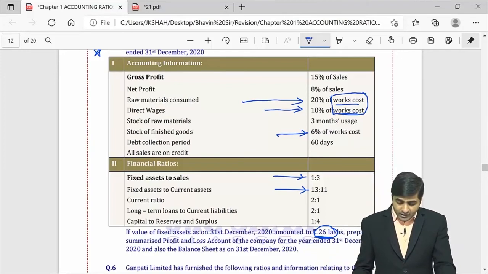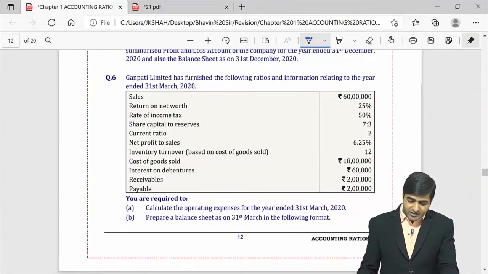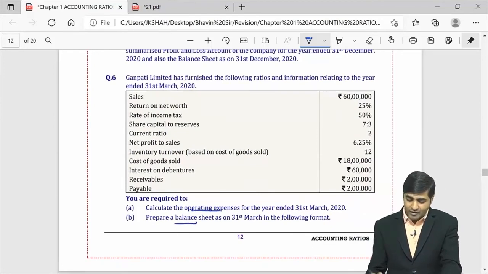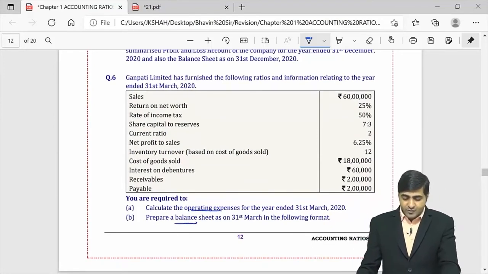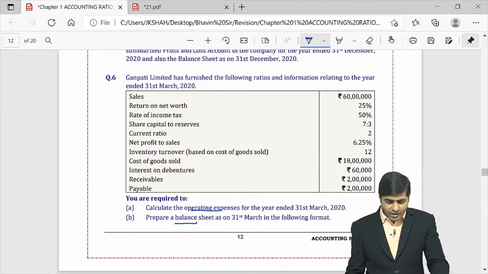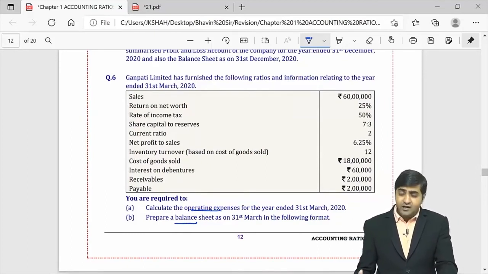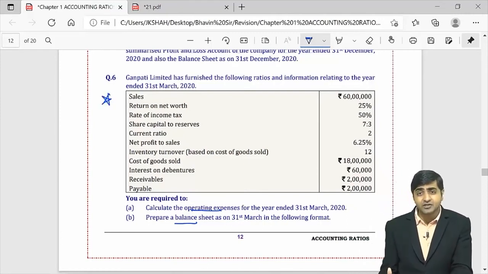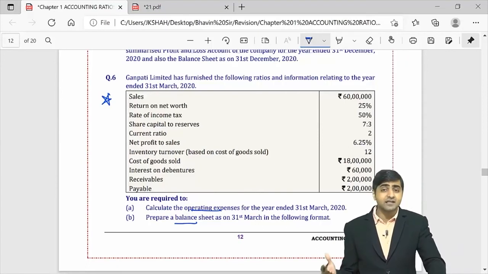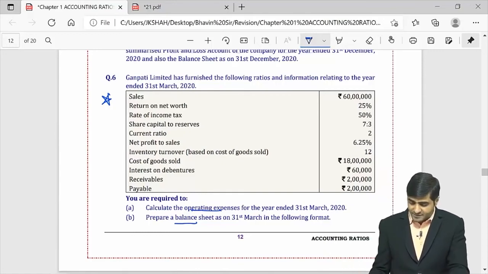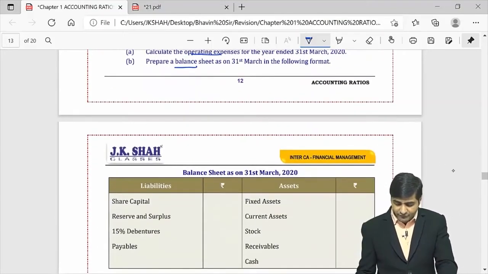Okay. Now, after this, my dear students, in question number 6, we are required to calculate the operating expenses, and then we are required to prepare the balance sheet. So guys, we have sales, return on net worth, rate of income tax, share capital to reserve, current ratio, etc. Now this is a very important question. Again, you should revise this one day before the examination, and this was also asked in your July 21 paper, where we have the data available and we are required to calculate your operating expenses and also prepare the balance sheet in the following format.